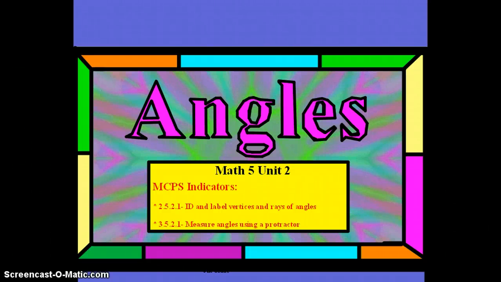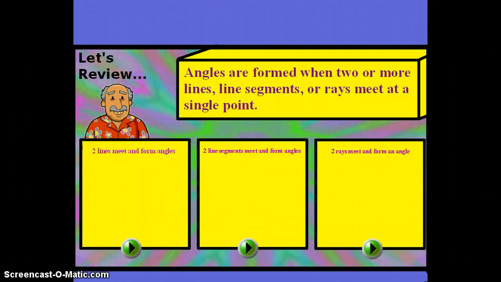As you can see today, you can't see my video, but I wanted to give you a quick walkthrough of how to measure angles, what angles are made out of, and what we do for them. So we'll start off with angles are formed when two or more lines, line segments, or rays meet at a single point. In this example, two lines meet to form angles.